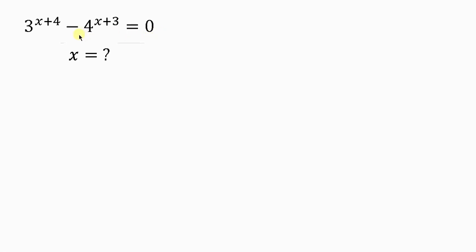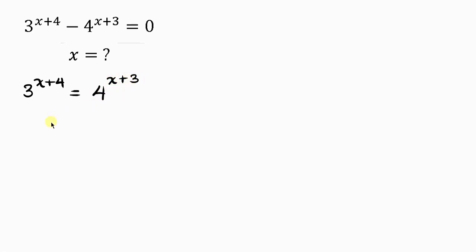Well, our first step will be for us to move 4^(x+3) to the right-hand side. So we have 3^(x+4) on the left equal to, as negative 4^(x+3) crosses to the right, it becomes positive, so 4^(x+3).